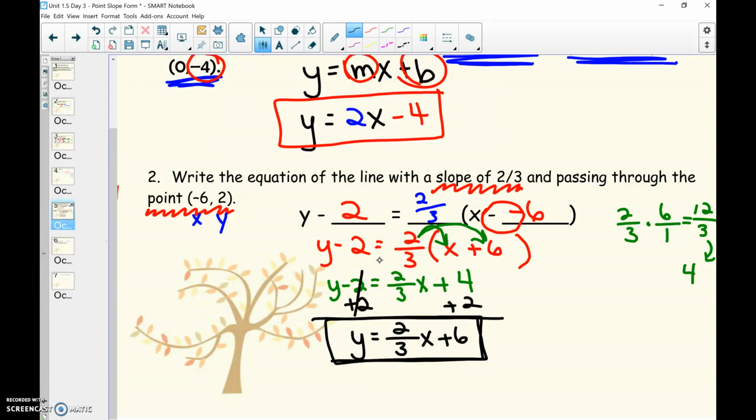So go ahead and copy that down if you need to. Pause here if needed. Please make sure if you're not understanding that you are pausing and raising your hand, or asking one of the teachers in the room if you're unsure how to do it.